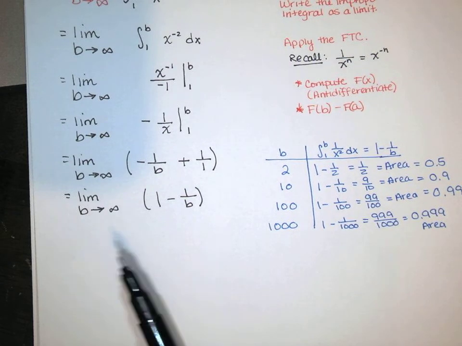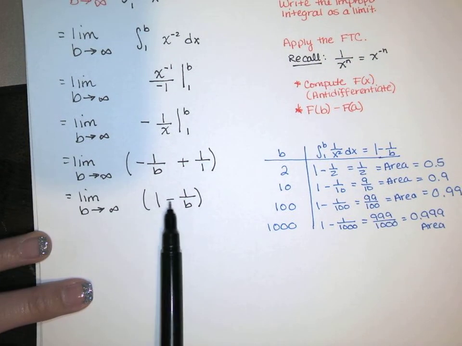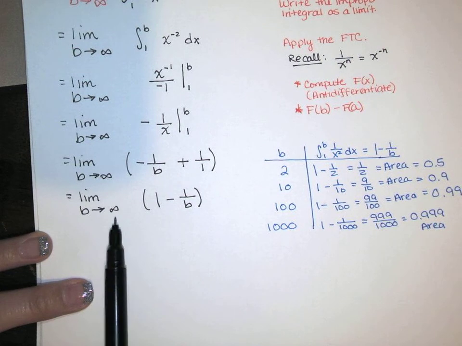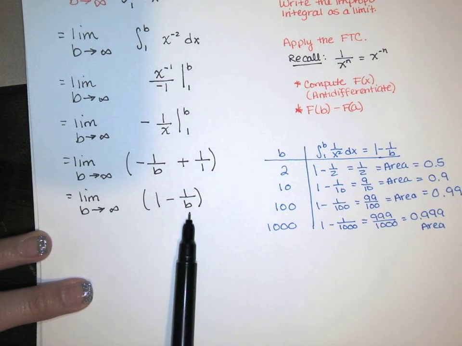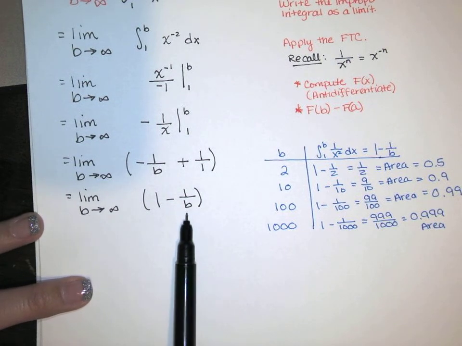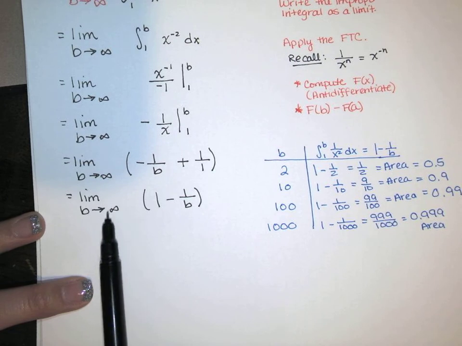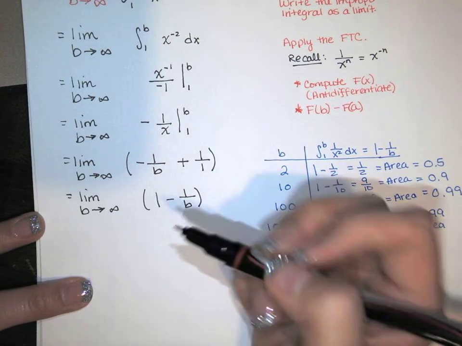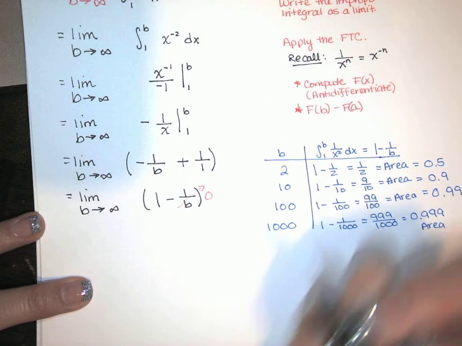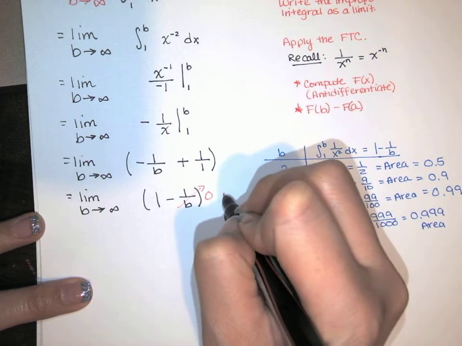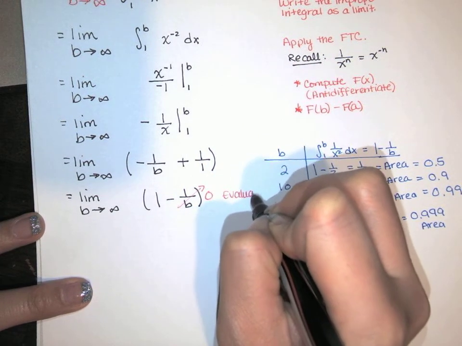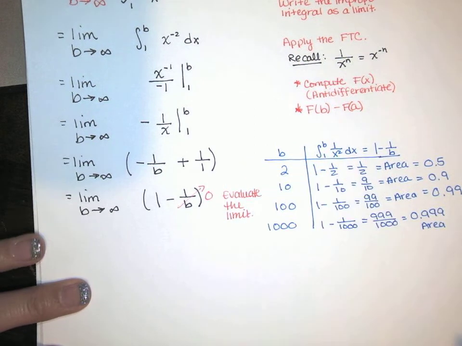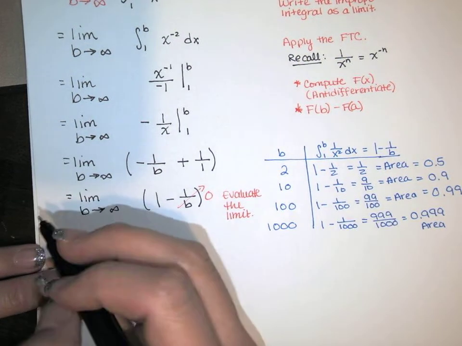So now let's do it algebraically. What happens to 1 minus 1 over b as b goes to infinity? Well, 1 over something really large, like 1 over a million, is very small. And as b gets larger and larger, this gets smaller and smaller. So this guy goes to 0. And that last step is to evaluate the limit. And the answer is 1.